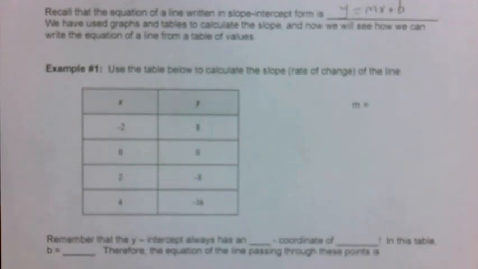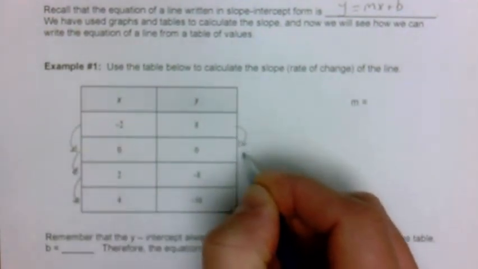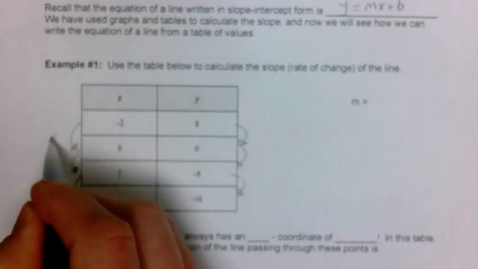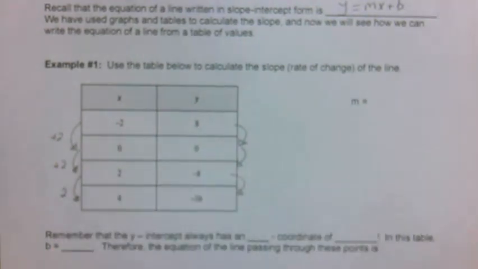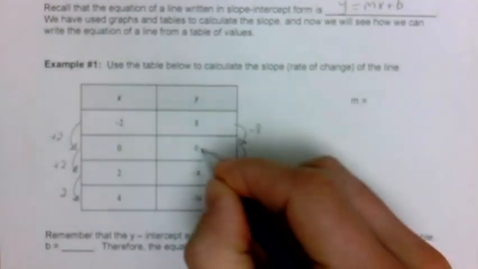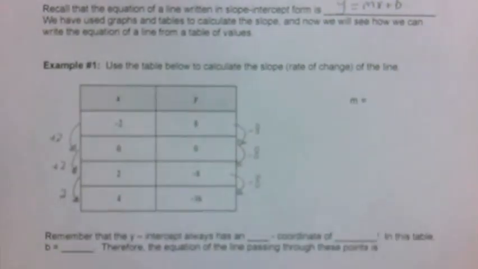So here in our first example, we've got this table of values. We're going to use that to first calculate the slope, which is the rate of change for our line. So what we need to do for each of these x values and each of these y values is determine how much it's changing from row to row. First with the x's, to go from -2 to 0, we added 2. To go from 0 to 2, we added 2. To go from 2 to 4, we added 2. With the y's, to go from 8 to 0, we subtracted 8. To go from 0 to -8, we subtracted 8. To go from -8 to -16, we subtracted 8.